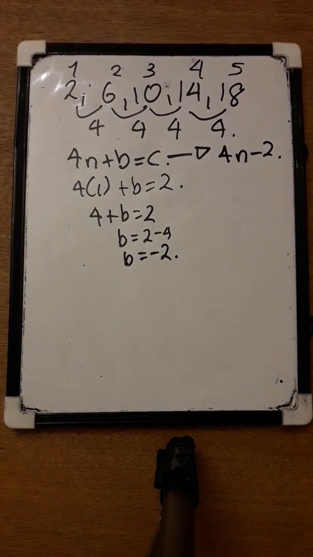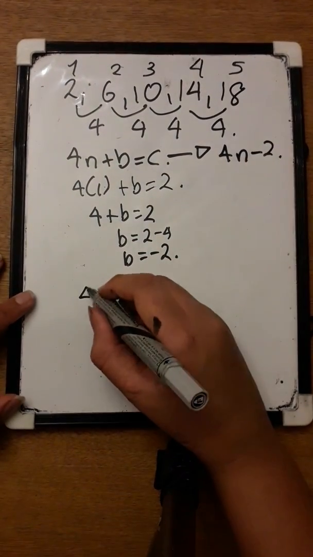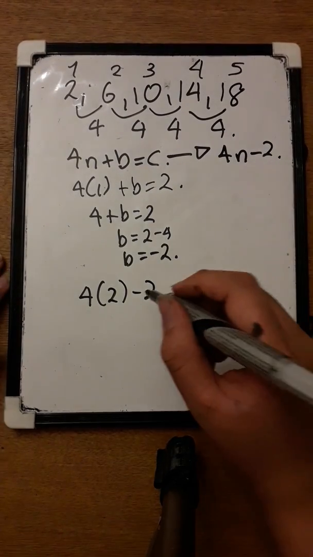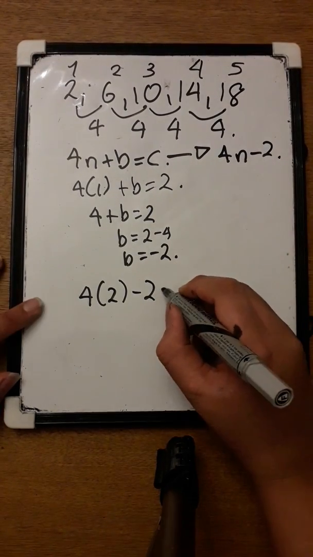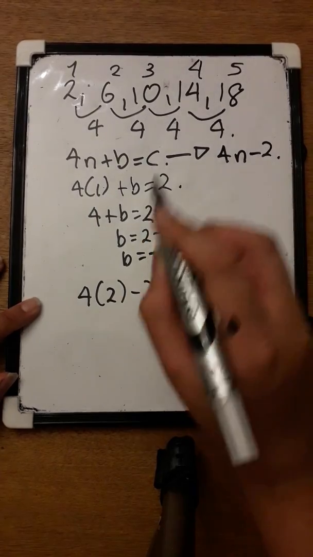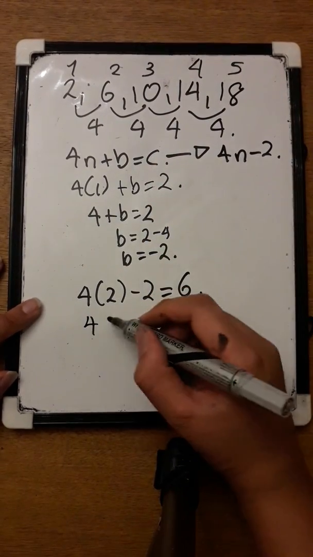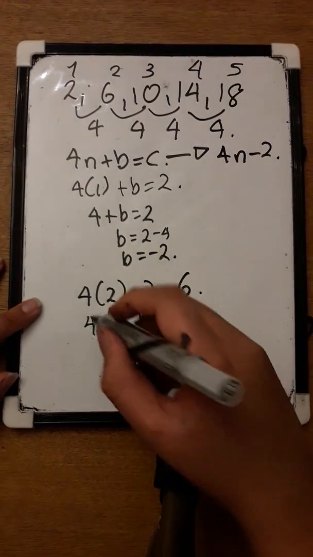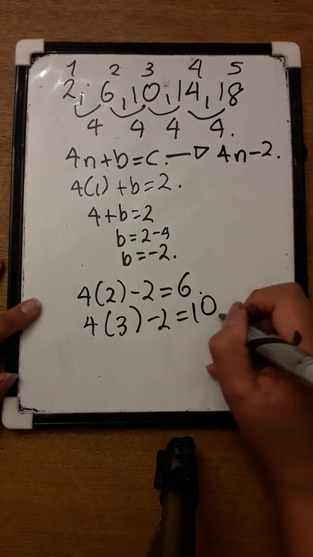Another way we could test this is by inputting the second term. So it's going to be 4 in brackets 2 minus 2, and this should be equal to 6. This equals 6. So we can try again if you wish to. So it's 4 in brackets 3 minus 2, and this should be equal to 10. And as you know, 12 minus 2 is 10.